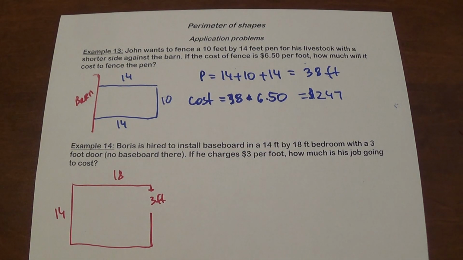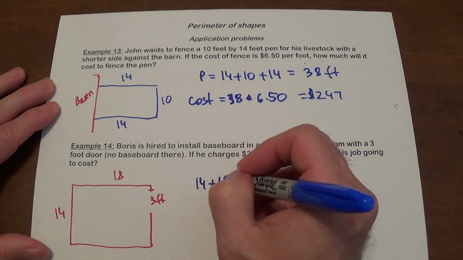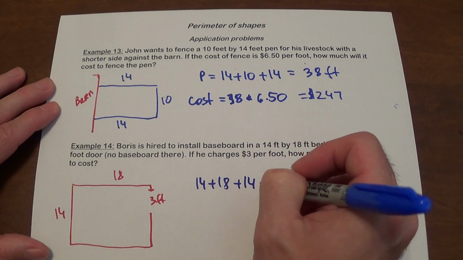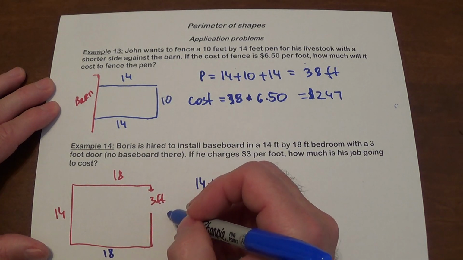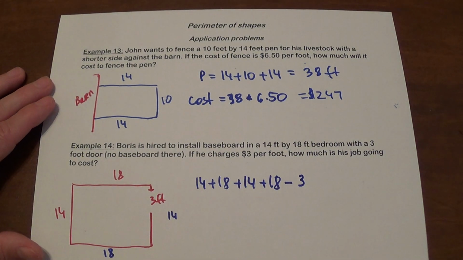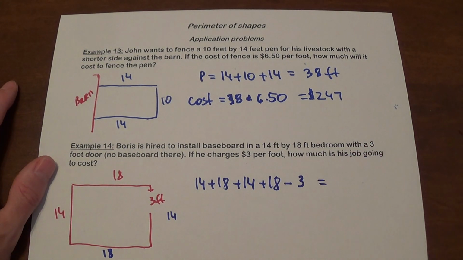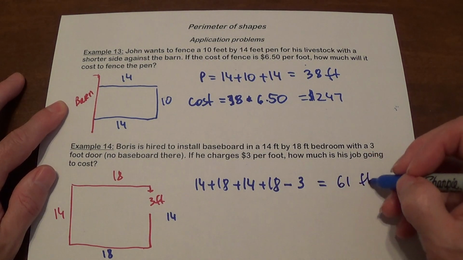So how do we find the length of the baseboard that we're actually going to need to put there? Well, here's what we're going to do. We're going to do 14 plus 18 plus 14 plus 18. This is also 18, this is 14, but then we're going to subtract 3 feet for the door, because that's where no baseboard is going to go, right? So we are going to add all 4 sides together, and subtract 3 once it's done. So I'm going to do 14 plus 14 plus 18 plus 18, do all that math, and this whole thing is going to give us 61 feet.